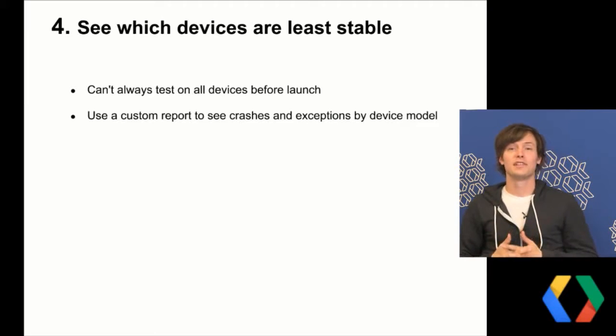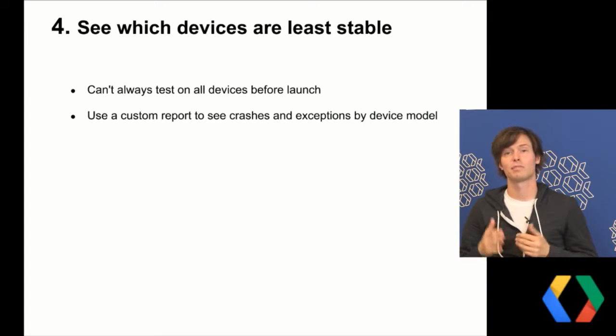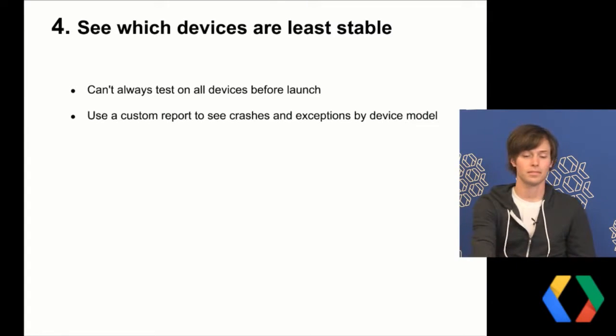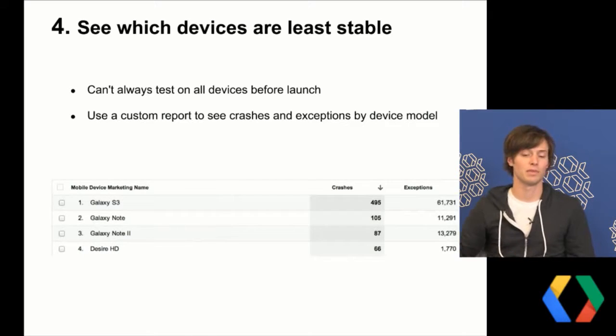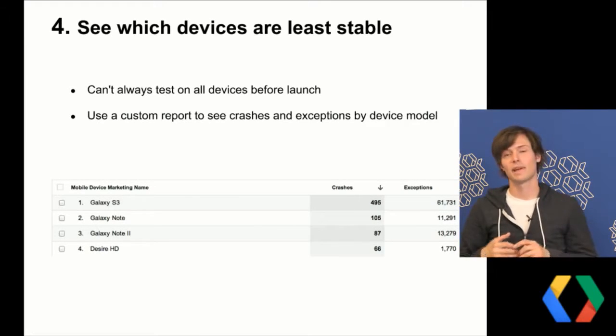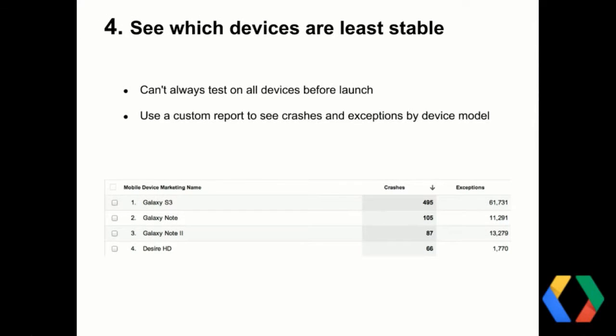So one of the useful things you can do with this exception data, now that you're collecting it, is create a custom report to see crashes and exceptions broken down by device model. So here's an example of what that looks like. I've used the mobile device marketing name as the dimension here. I just think it's a nice one because it gives me back the device names that I know, like Galaxy S3, rather than a model number. And then you can see crashes and exceptions per device.